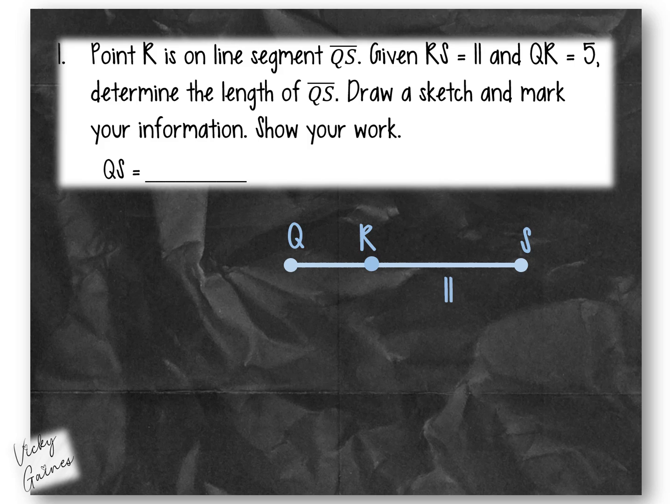We know length of segment RS is 11. That's marking that. Length of segment QR is 5. We want to know the entire length. Simply add them together and we get 16.